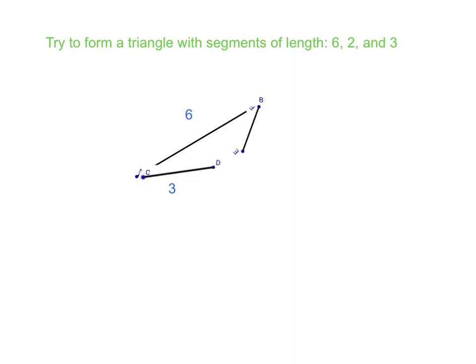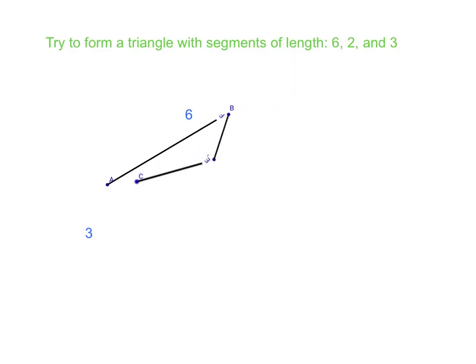Let's see if I can move the 3. I can try to turn the 3 around any way I want. Try to twist this segment. I can try to twist this whole guy. I can connect the 2 and the 3, but the point is that these will never touch. I can never make a triangle out of these segments. And the next theorem will actually tell us why.